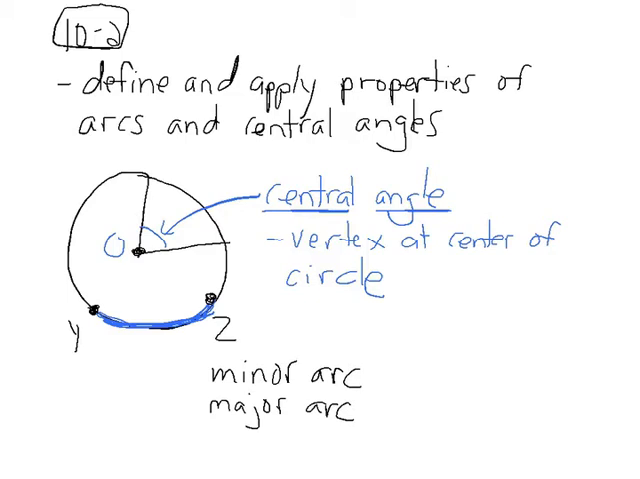The notation that we use for a minor arc is we use two letters, the two endpoints, Y and Z, and we draw an arc over those two letters. We need three letters to represent a major arc, so I'm going to call this point over here W, and we're going to name that major arc YWZ, and we'll put an arc over that.